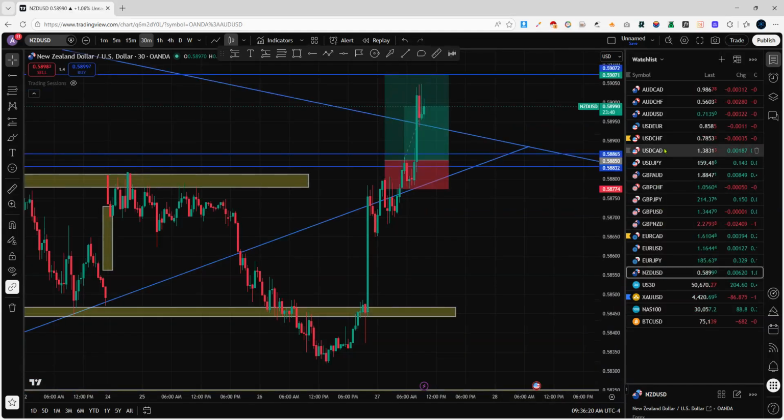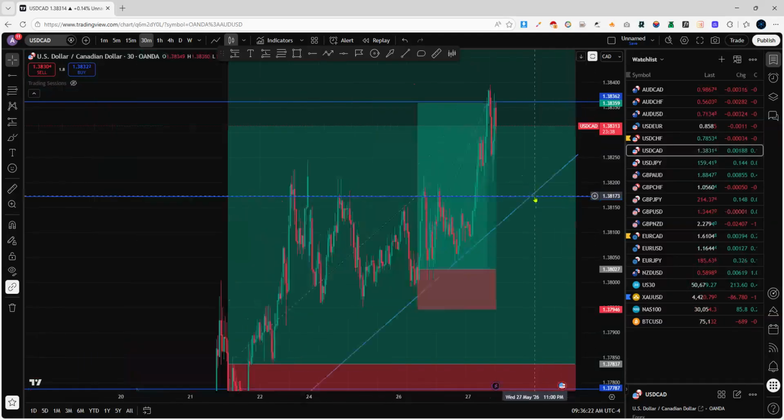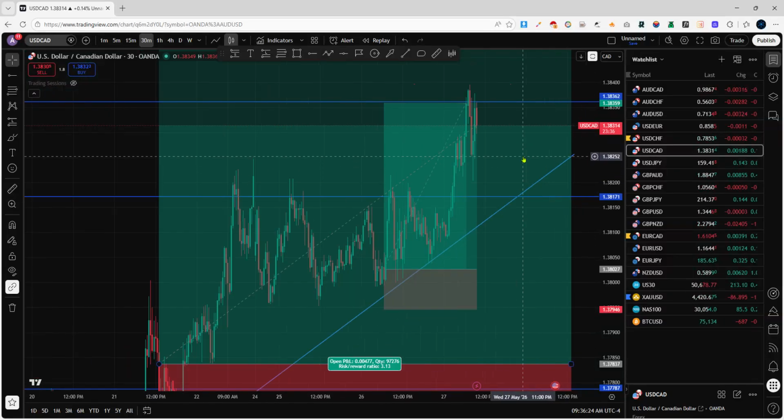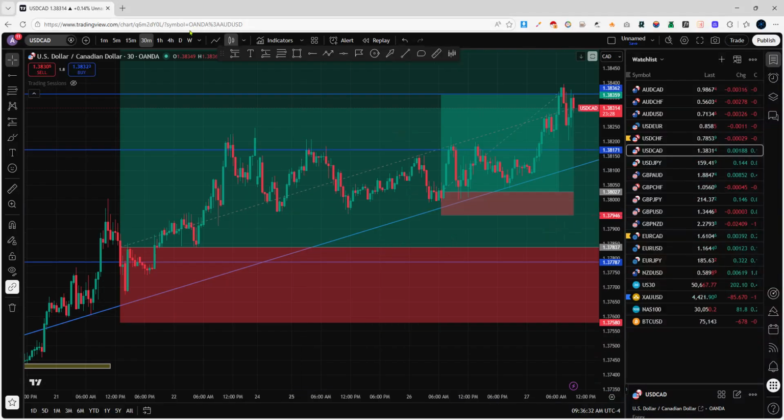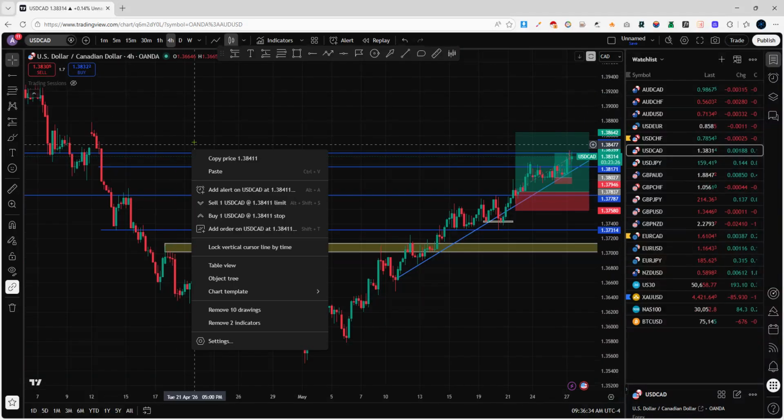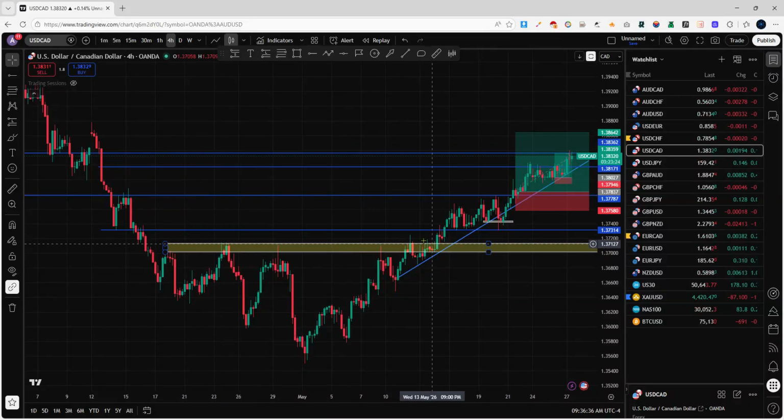All right, let's go over a trade I took on USDCAD, United States dollar, Canadian dollar. This trade setup is pretty interesting. First thing I'm gonna do is go on the 4 hour, and I'm gonna pay attention to the data over here to the left.